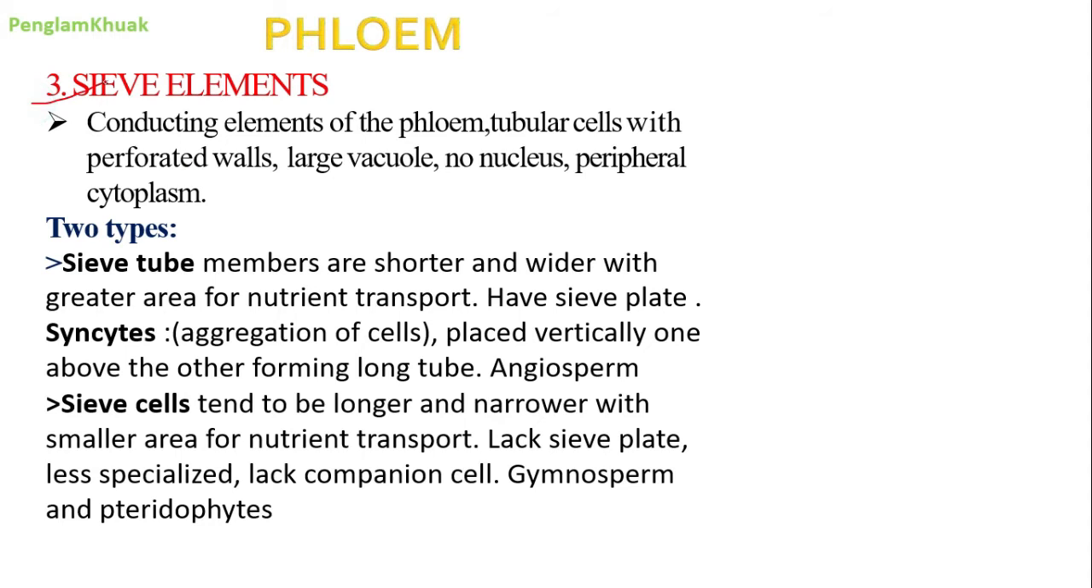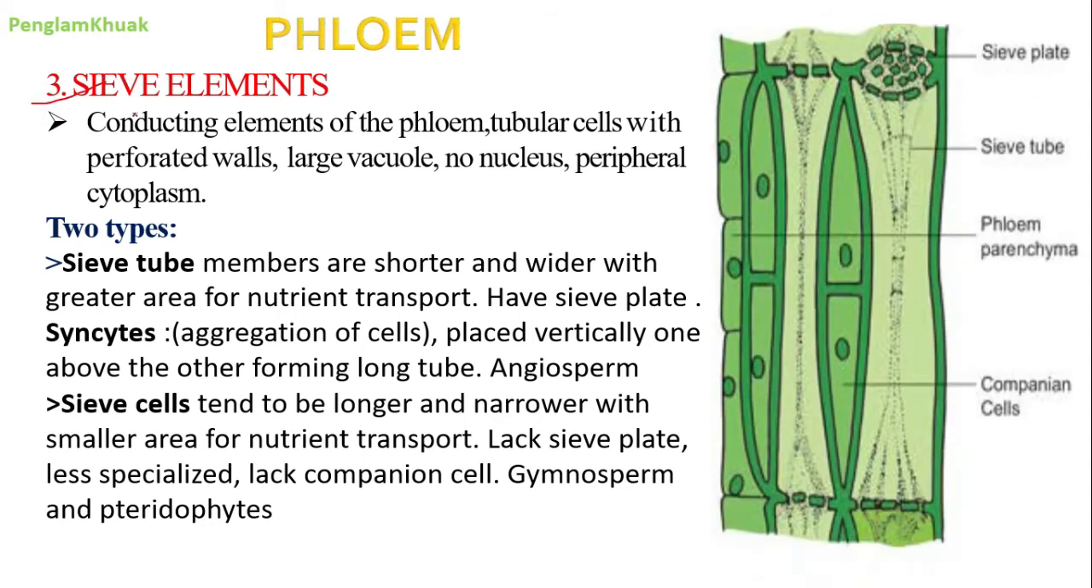Sieve element. These sieve elements are very important. They are the conduction elements of phloem, and they are the main structures which help in transfer of glucose, and they are tubular. This white in color, they are the sieve elements with perforated wall, and they have a large vacuole. The large vacuole will be present, and they don't have a nucleus, and the cytoplasm will be at the sides, that is peripheral cytoplasm. Perforation means the cell wall will have holes. Here it has a hole.